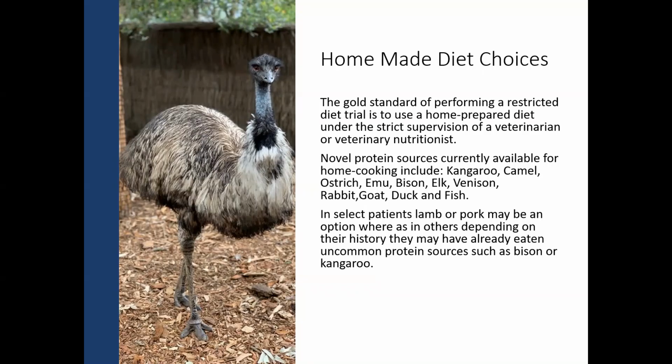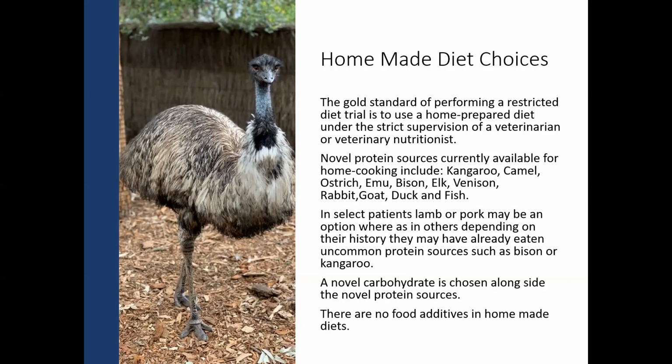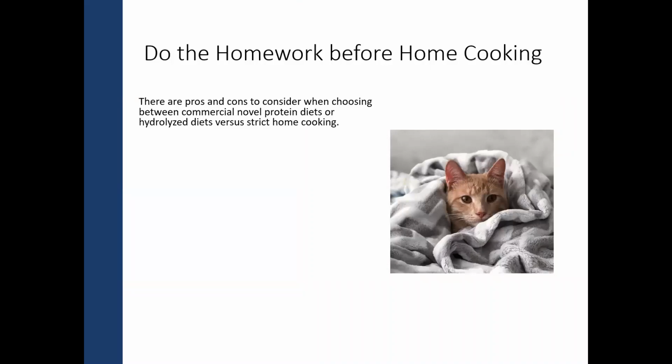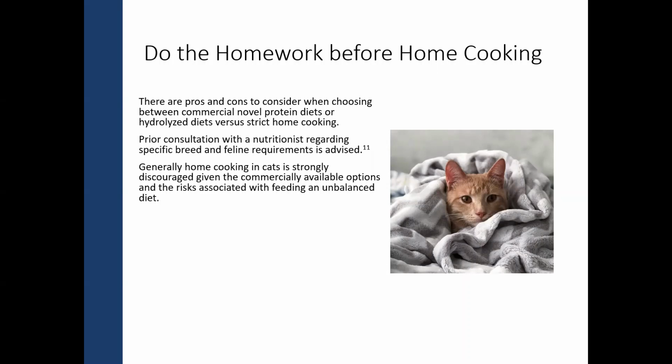And there may be other patients where their history includes many uncommon protein sources, and you'll have to find an alternative. A novel carbohydrate is chosen alongside the novel protein source. There are no food additives in homemade diets, so they must be restricted to a short period of time. You do need to do the homework before the home cooking. There are pros and cons to consider when choosing between commercial novel protein diets or hydrolyzed diets versus strict home cooking. Prior consultation with nutritionists regarding specific breed and feline requirements is advised.